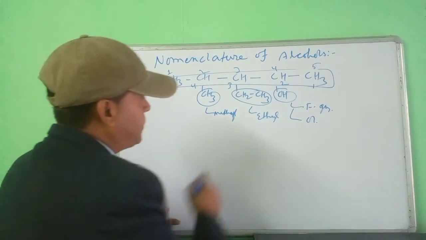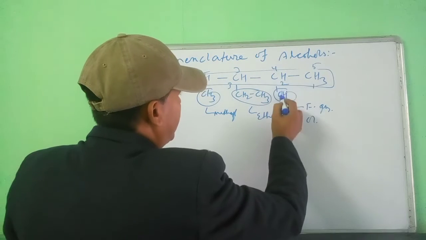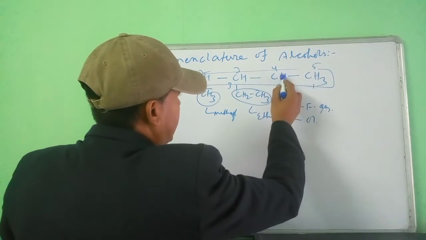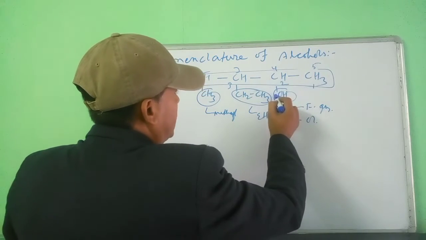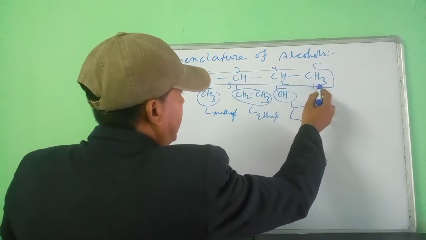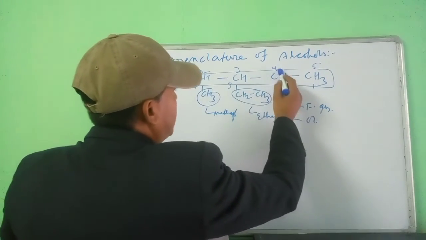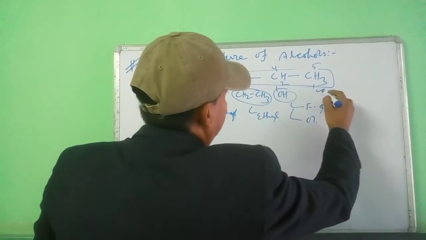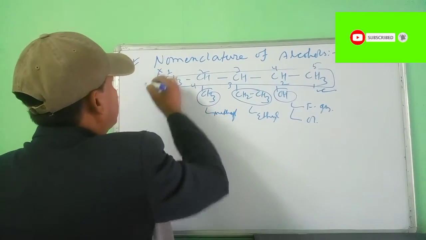Okay. Now we have to focus on the OH bonded to the parent chain, the parent carbon. That means the position of the OH should be the lowest possible number. So here, numbering right to left, the position is 2, but numbering left to right, the position is 4. So this way is the only correct way. Here left to right is the incorrect way.